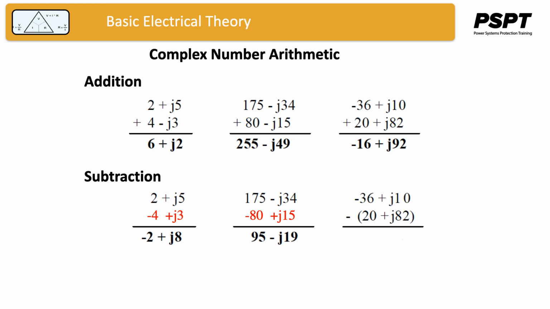And finally, in our last subtraction, you would have a phasor minus 36 plus J10, and you're going to subtract 20 plus J82. So you change the signs of those two components of that phasor, so you'd end up with minus 20 minus J82. So you'd have minus 36 minus 20, which would give you minus 56 for the real component, and plus J10 minus J82 would give you minus J72 for the resultant.